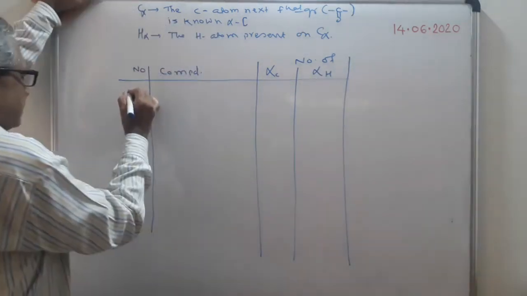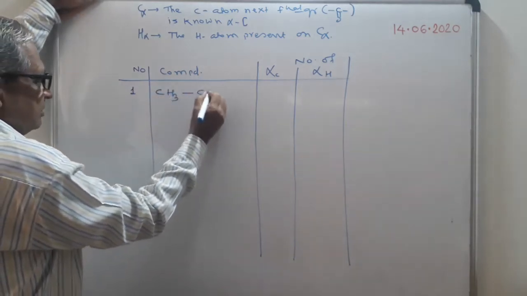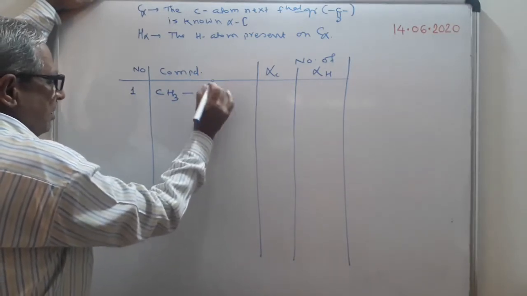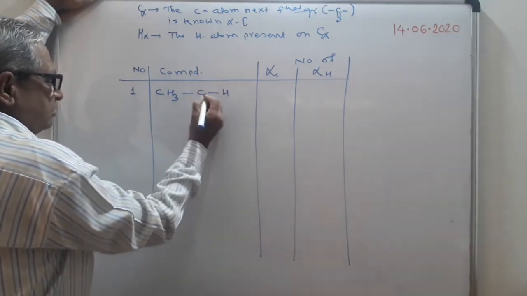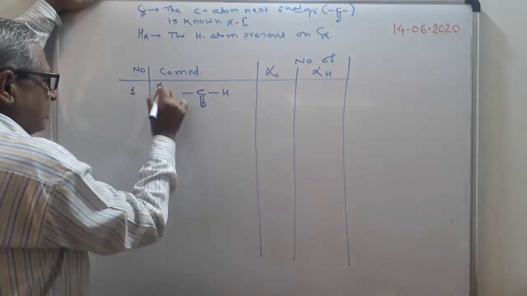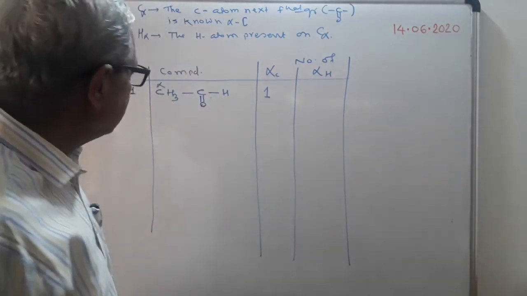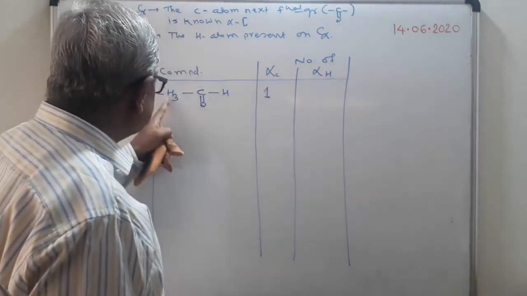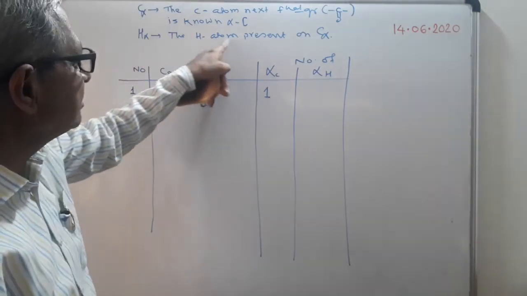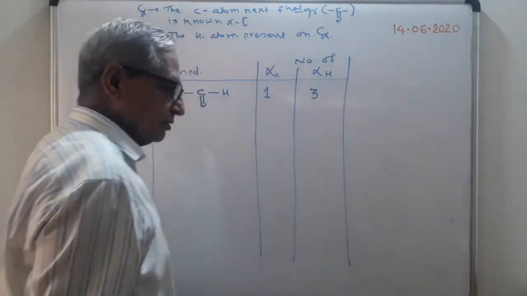Now see the first compound, acetaldehyde, CH3, C double bond O, H. This is your functional group C double bond OH for aldehyde. This is your alpha carbon. It contains one alpha carbon. And on the alpha carbon there are 3 hydrogen atoms. You know the definition of alpha hydrogen atom: the hydrogen atom present on alpha carbon. Therefore, there are 3 alpha hydrogen atoms.